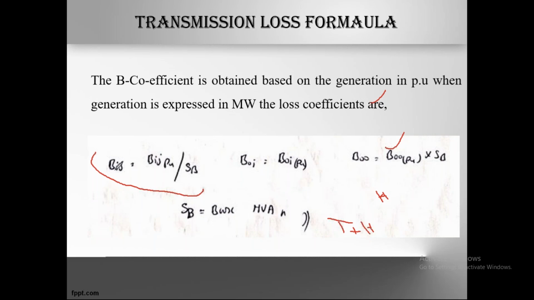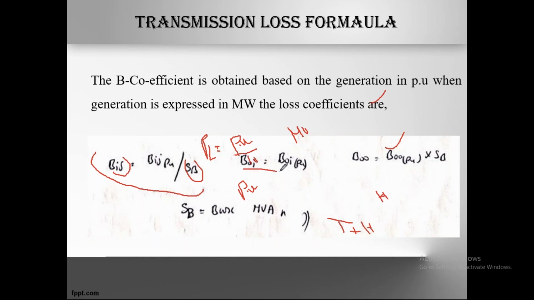Here are the B coefficients when we have to convert from per unit to normal value, that is, per unit value to actual value. This is the way we have to convert. If the power loss equation is given in per unit value, we already did the problem in yesterday's class. We can convert this per unit to megawatt by dividing the per unit value by the base MVA, SB, which is given as the MVA value. By using this per unit and the MVA, you will get the actual value in terms of megawatts.